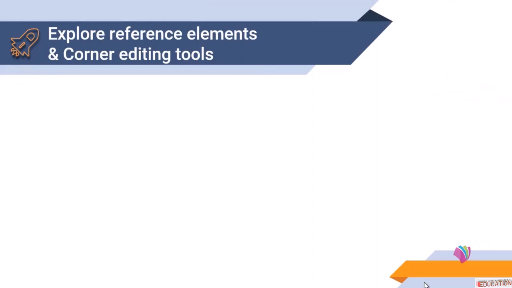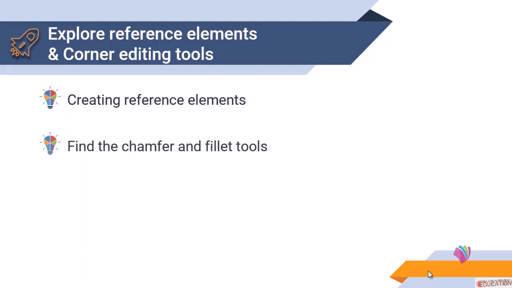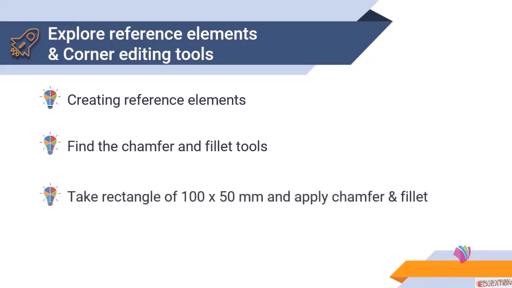In this lecture we are going to explore the reference elements and the corner editing tools. Reference elements are used for converting normal elements into reference. We will see the application part of these reference elements in the next example, which will be done in the next lecture. But for now, we have to know how to create these reference elements. Then we will find the chamfer and the fillet tools, which are the corner editing tools. And we will see the application of this chamfer and fillet by using the rectangle that we have saved earlier.